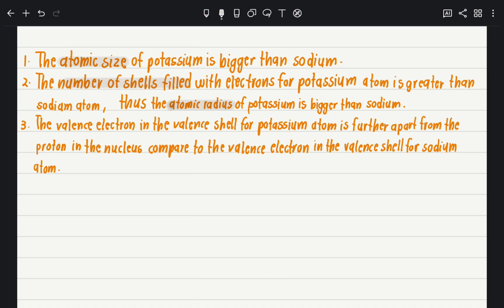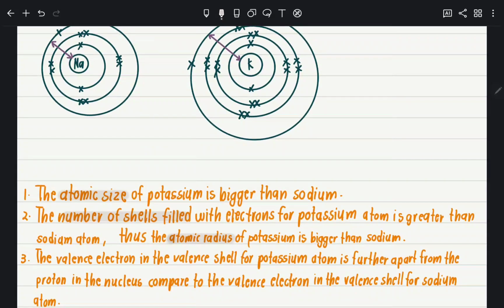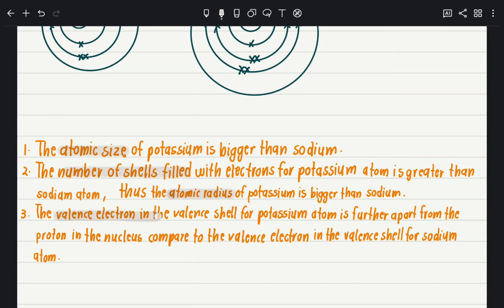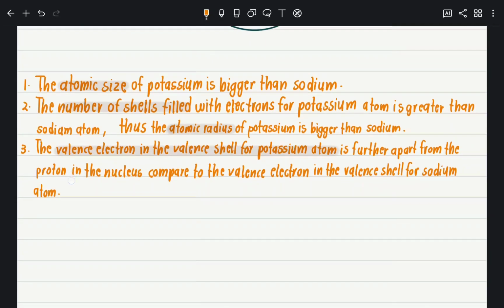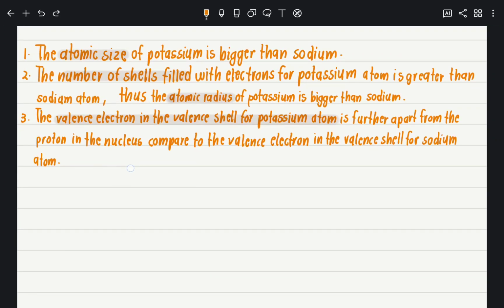So it's simply you kena bagi tahu that the position of your valence electron in the valence shell for your potassium is far away from the protons in the nucleus. Okay, you kena bagi tahu macam tu, but you should compare. So the best way to compare is you should say the valence electron in the valence shell for potassium atom is further apart from the proton in the nucleus compared to the valence electron in the valence shell for sodium. Okay, this is how your sentence looks like. And your fourth sentence lah, bukan final sentence.